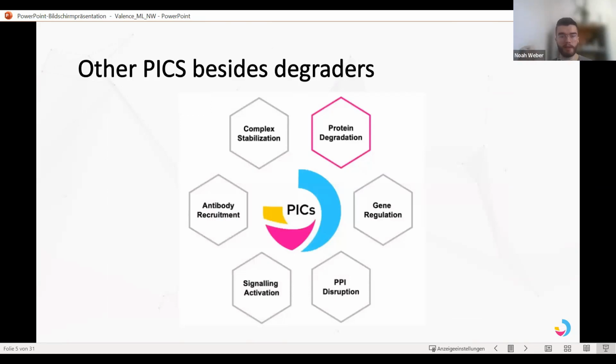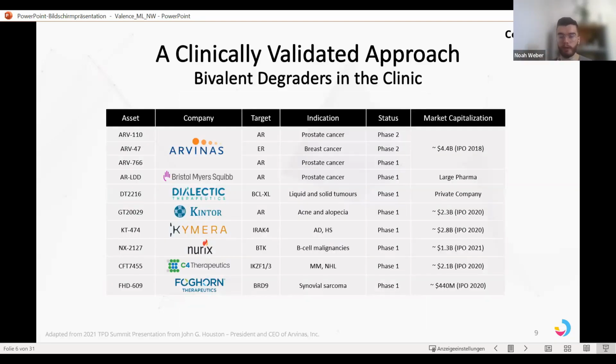The PICs, or the proximity-inducing compounds, encompass much more than just degraders. Degraders are maybe one of the most famous examples of the proximity-inducing compounds, but there's much more than that. A couple of examples I noted here, but the general gist of it is that by inducing the proximity, certain therapeutic mechanisms could be triggered, which could then have positive, or we would try to induce the positive effects in the body.